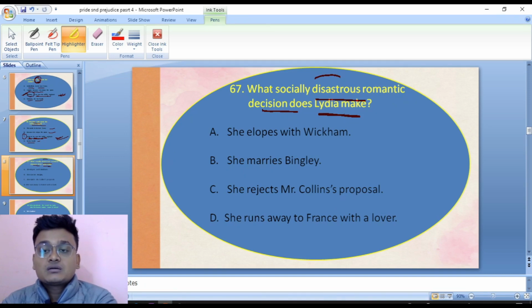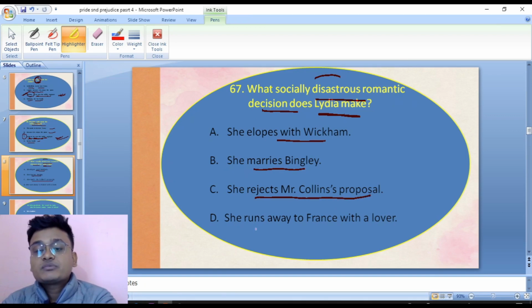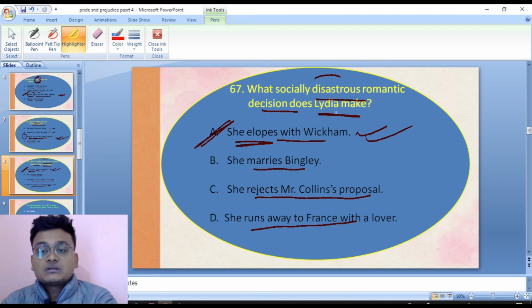So what was the decision that Lydia took? She elopes with Wickham, she marries Bingley, she rejects Mr. Collins' proposal, she runs away to France with the lover. So option number A, that is she elopes with Wickham, is the right answer. Question number 67. Lydia, as you know, is the youngest sister of Bennet.